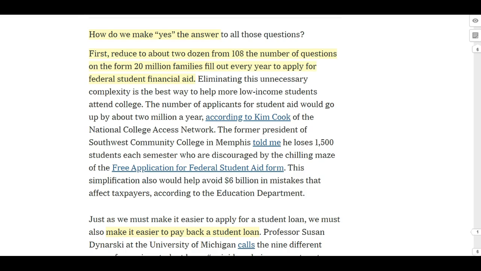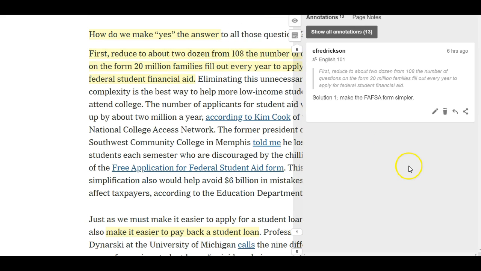Next, we're going to see how he begins to support that argument. And in this part of the video, we'll start looking at how to highlight main points in the article so that you can then use those to write your summary. So what I'm going to look for are, what are his solutions? What is it exactly he's trying to do? And I see the first one here.